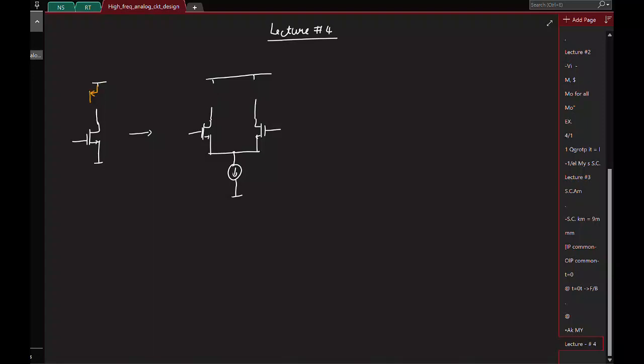So we added a PMOS transistor here, and then finally we saw that this is connected, and to generate this bias voltage, we can have a current mirror, a PMOS current mirror, and that basically gave rise to the final structure we have.